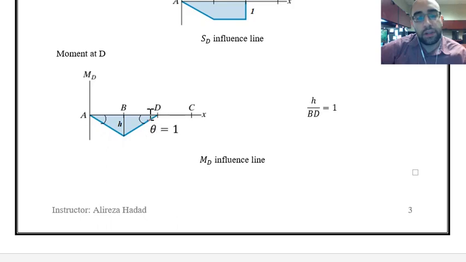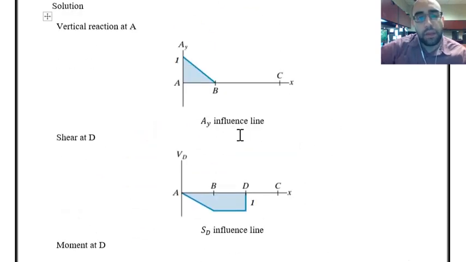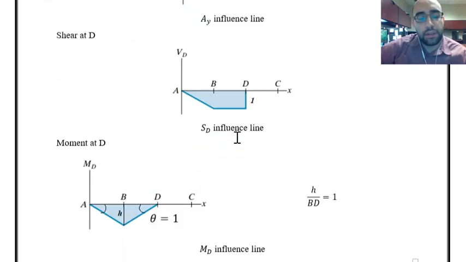As you can see, we applied a unit rotation. This angle is equal to 1. And then since these two sides or these two parts are equal, we can say this one is equal to 1. And for finding the value of h, we know that theta is equal to 1. So h over BD is equal to 1. And we can find the value of h by considering this ratio. So that was the third example.